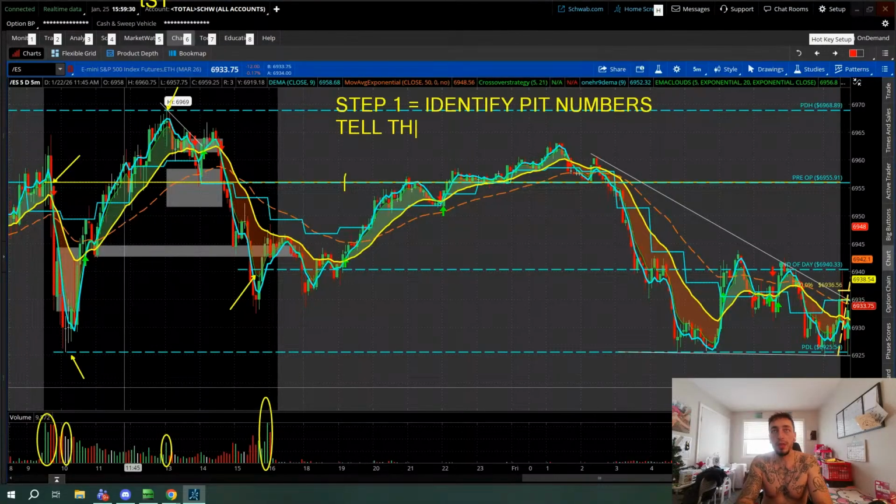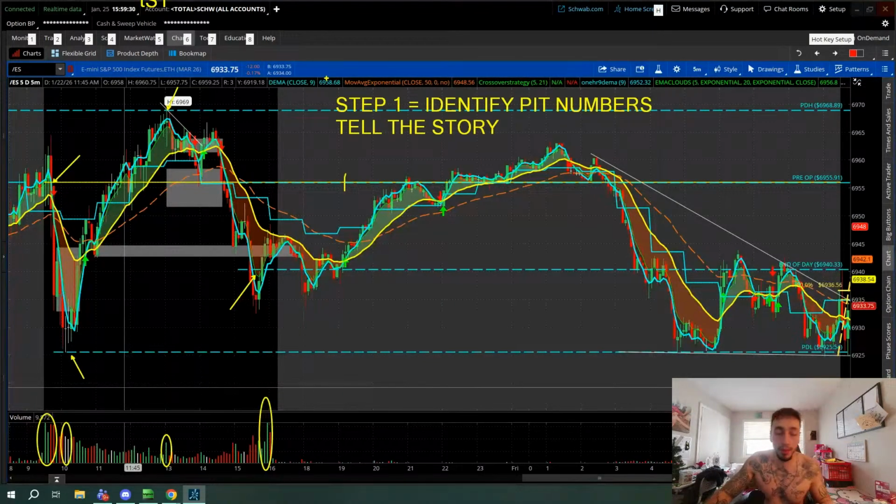Tell the story. Okay? I got to understand the story. The market is a book. It communicates to us through market structure, through RBI, GBI, through Fibonacci. So we have these tools to help us better understand the market, right? And that's what's key. That's how you want to look at it. If you maintain that perspective, you're going to be able to navigate the market a lot better.